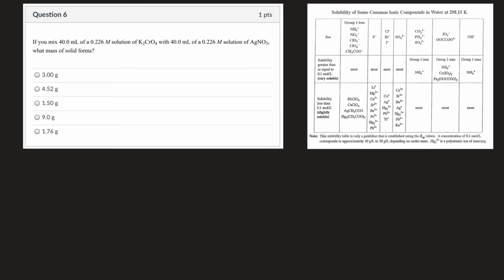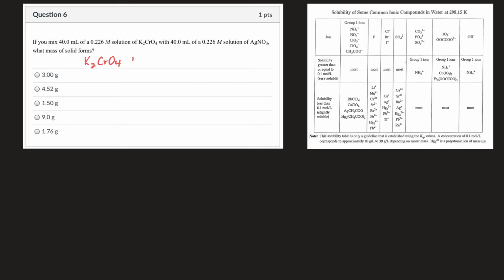All right, here's a couple of good stoichiometry questions. The first one says you mix 40 mL of potassium chromate with silver nitrate, and they ask what mass of solid forms? Well, let's write our formula.